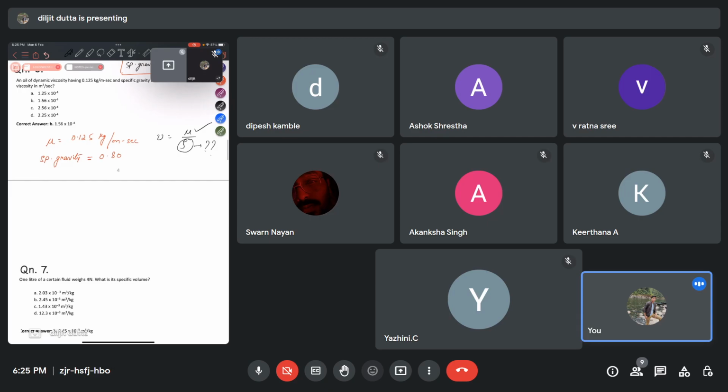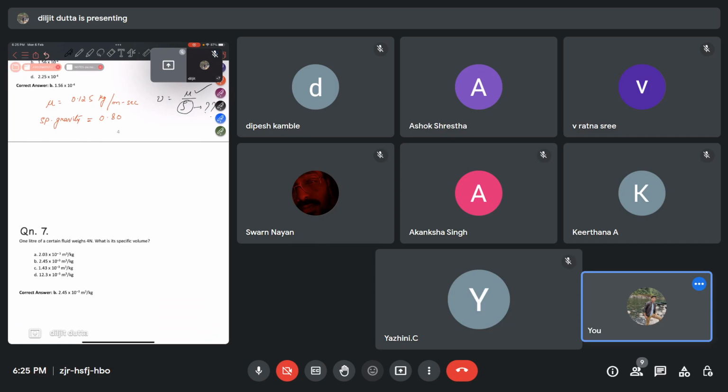So how will you find rho of the fluid? The formula for specific gravity is: specific weight of the oil divided by specific weight of water equals 0.80. The specific weight is given as rho into g. So rho of oil into g, and rho of water into g.